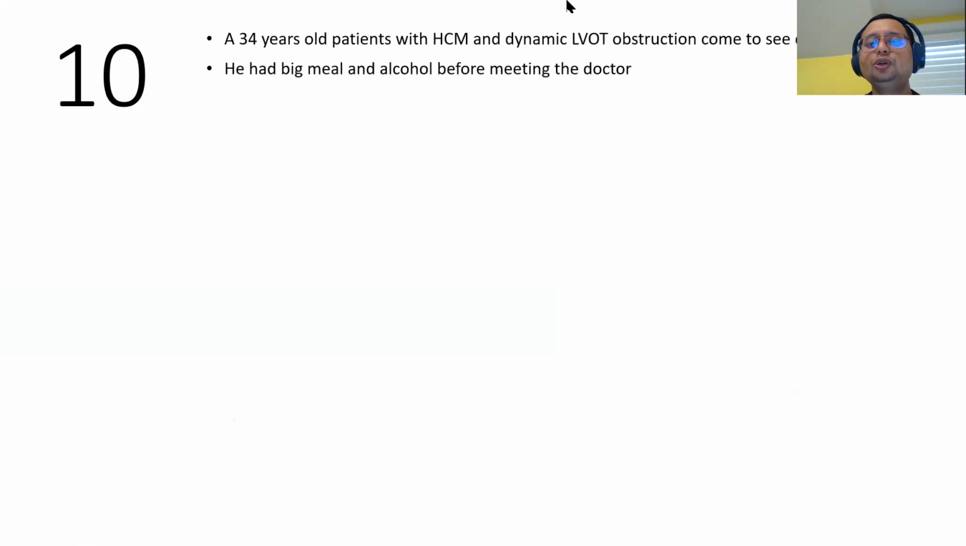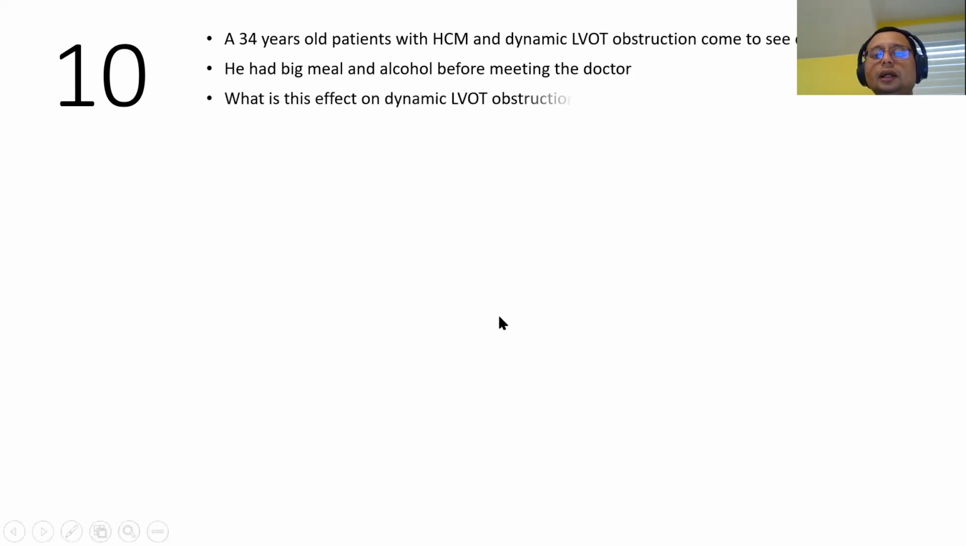All right, so let's show this example here. You have a 34-year-old patient with hypertrophic cardiomyopathy and dynamic LVOT obstruction who comes to see the doctors. He had a big meal and also alcohol before meeting the doctors. What is the effect of having a big meal and alcohol on dynamic LVOT obstruction? Does it make it higher or lower? The answer is it makes it higher.